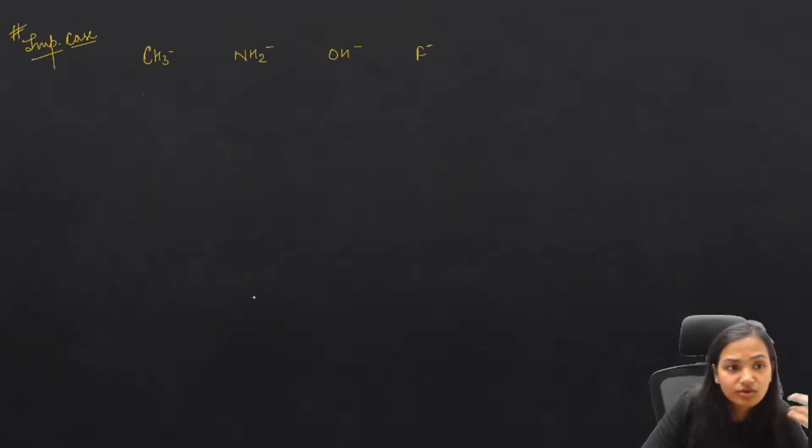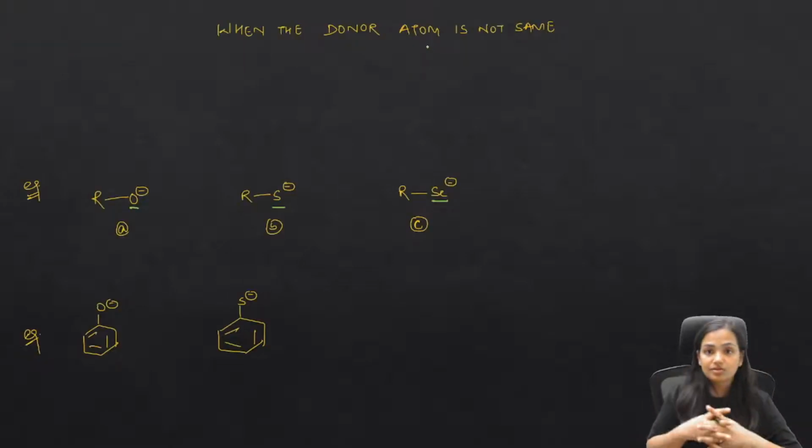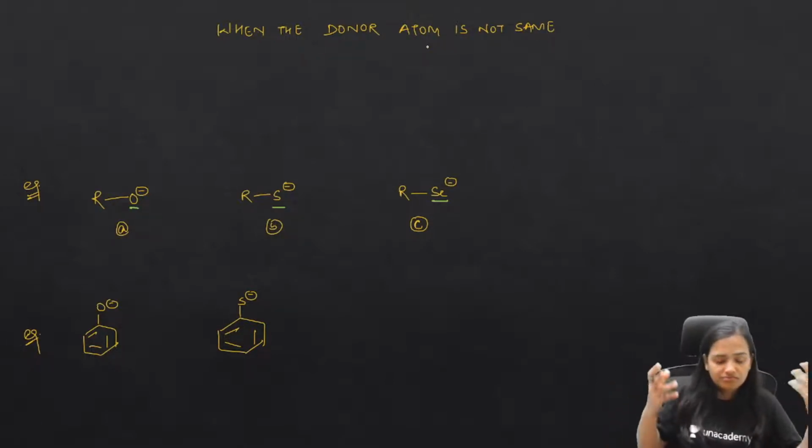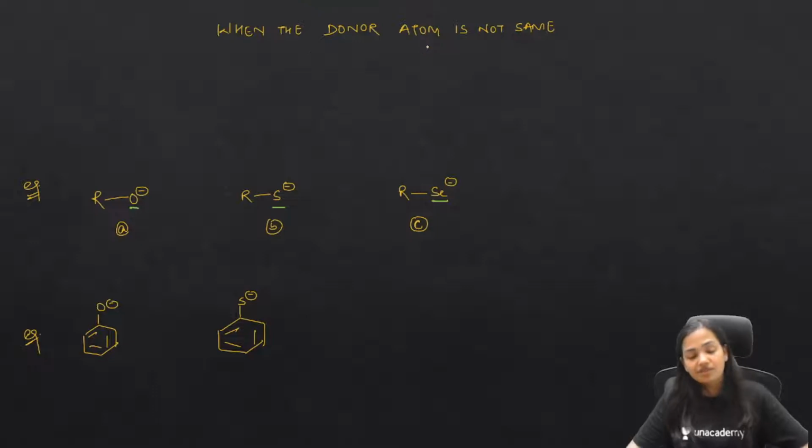I have more examples like CH3 negative, NH2 negative, O negative, F negative. All these are different atoms. Here the negative charge is being carried by the carbon, this by the nitrogen, this by the oxygen, this by the fluorine. So these are different donor atoms. When the donor atoms are not the same, how do we identify which is a better base or a better nucleophile? Let's move ahead, quite simple.